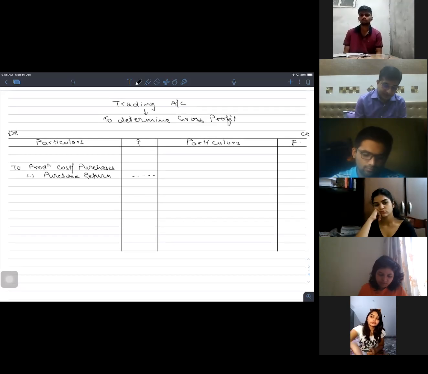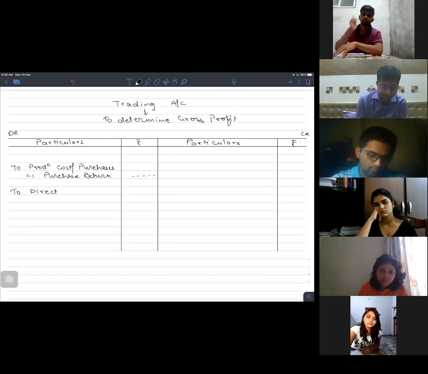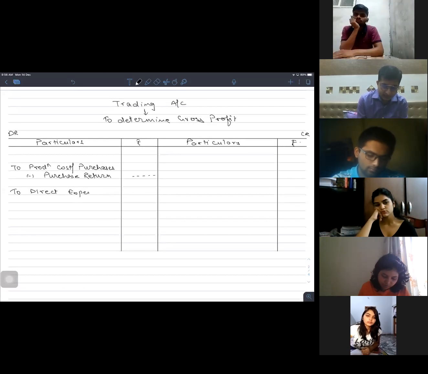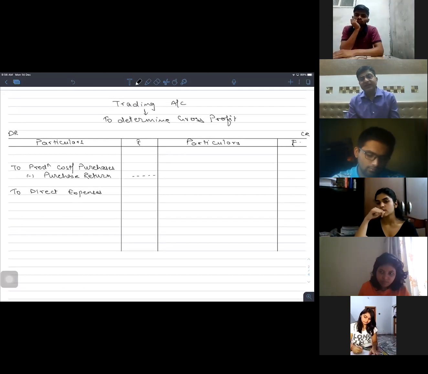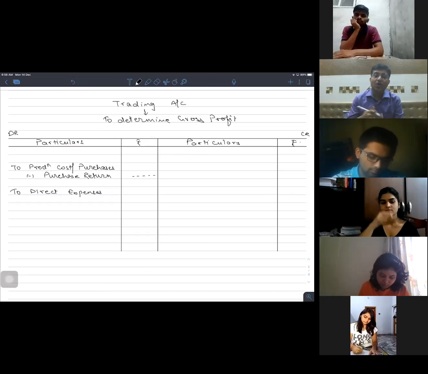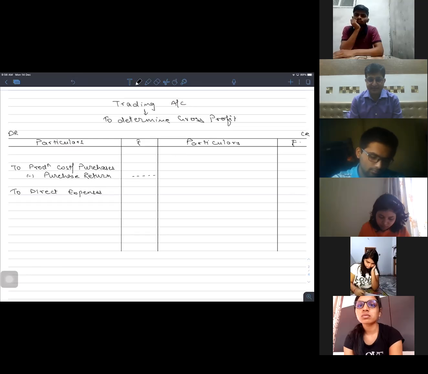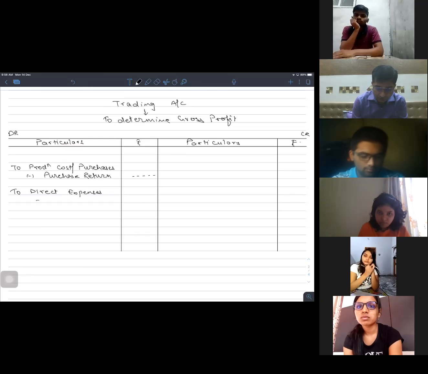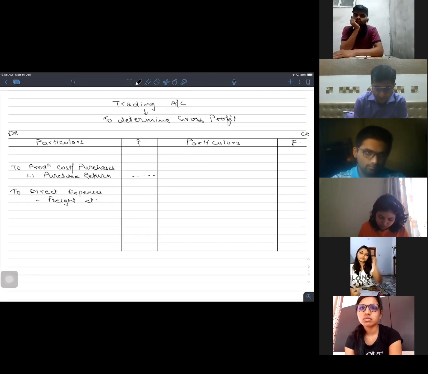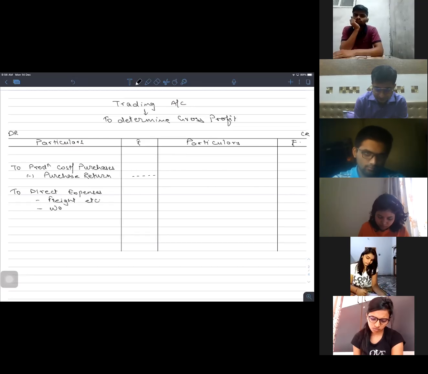All right, then the direct expenses. If we are not a manufacturer, then expenses related to purchase of goods, like freight, transport, wages, loading unloading charges, cartage, these all are considered as the purchase expenses. So freight etc., wages, these all are put into the trading account debit side.